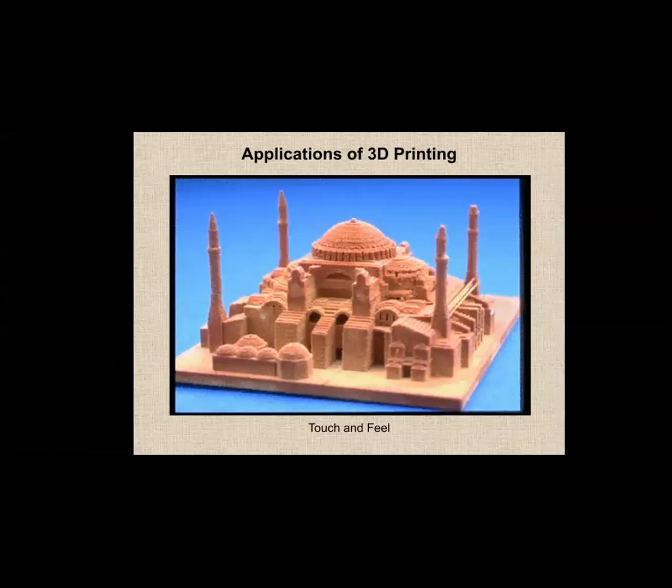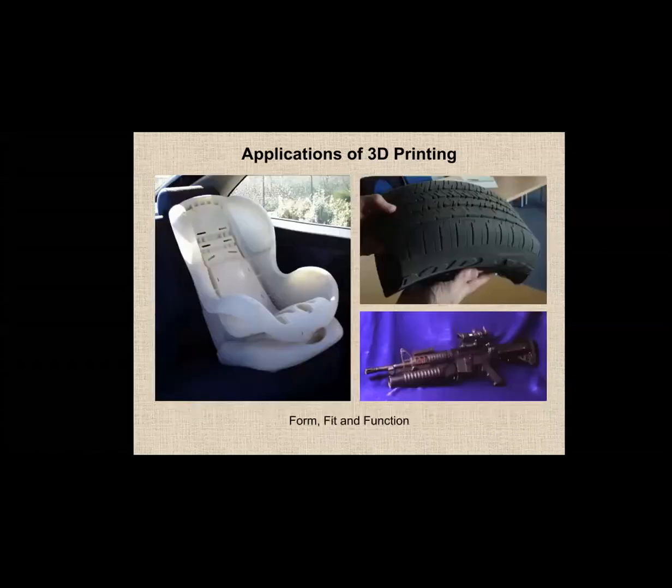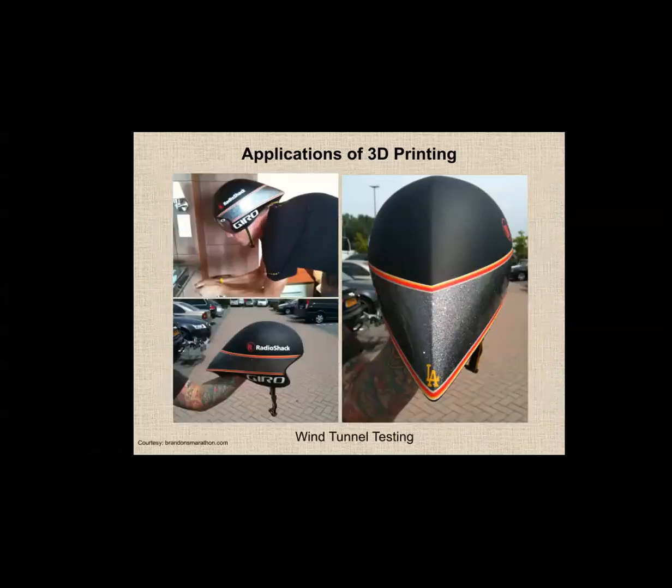See, tourism models, sports items, car interiors, tires, everything is developed by 3D printing machines. So helmets are prepared as well. As I said in the last sessions, we have helmets used by normal vehicle riders, helmets used for industrial purposes, and helmets used by army personnel.